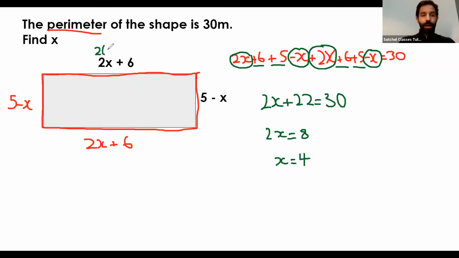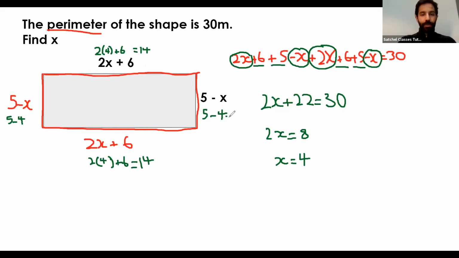So I could say 2 times 4 plus 6, and that's going to be 5 minus 4. And this is also going to be 5 minus 4. So instead of x, I'm substituting x with 4, and then I'm going to have 2x plus 6. So this is going to be 2 bracket 4 close bracket plus 6. So what is that going to give us? 2 times 4 is 8, plus 6 is 14. So this side is also going to be 14.